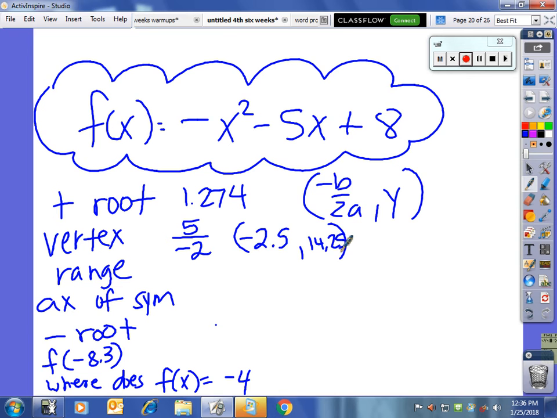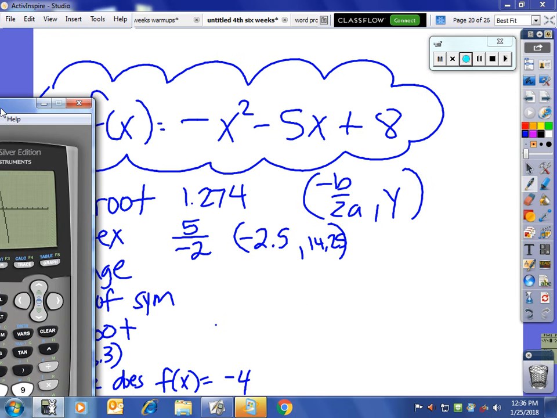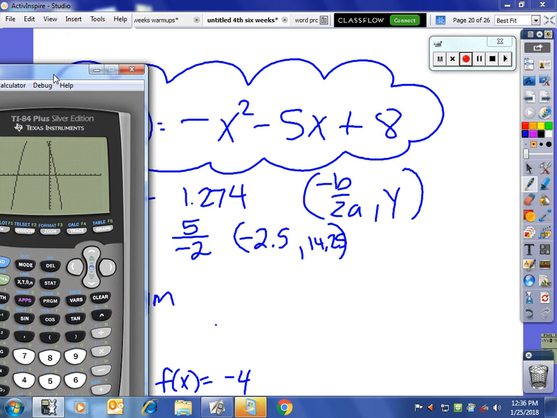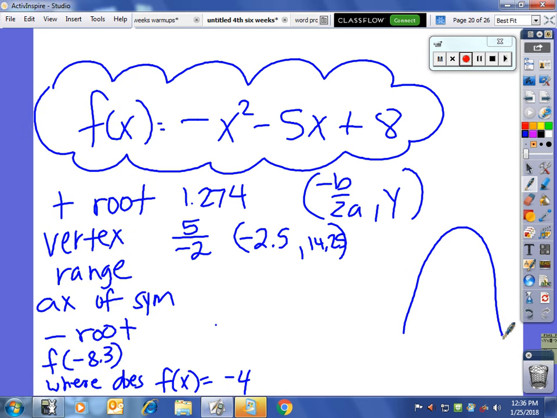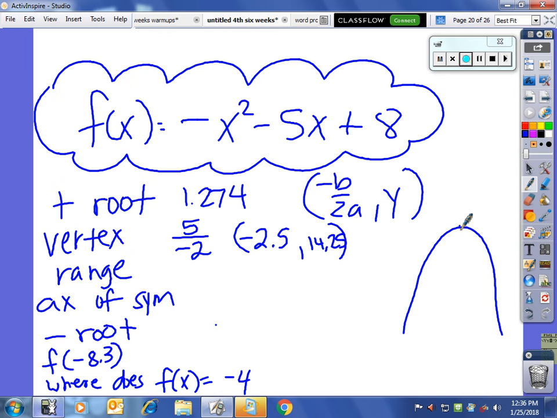Range. Range is related to the vertex, and this is another mistake I'm seeing a lot on today's quiz. It is related to the y value of the vertex. Range is all about y's. You must know what kind of parabola you're looking at, though. This one is opening down. It's a frown. So that means this vertex is the highest point it's ever going to reach. 14.25 is the highest y value I will ever have. All of the other y values, how do they compare to this? They're smaller than it. They're less than it. So the range would be y is less than or equal to 14.25.